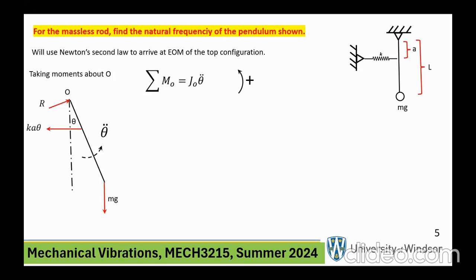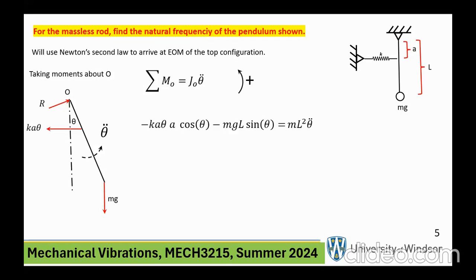The sum of all the moments about a point O, a fixed point, equals the mass moment of inertia about that fixed point times the angular acceleration. Remember, this formula is valid for two-dimensional analysis, and that point O can be a fixed point, a reference point, or, for example, it can be the CG. That also works. CG is not fixed, but it also works for that. But we are taking a moment about a fixed point.